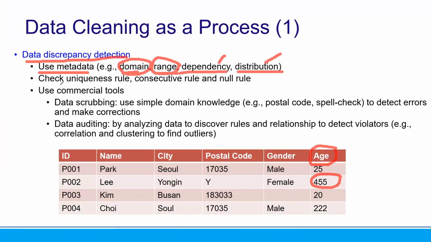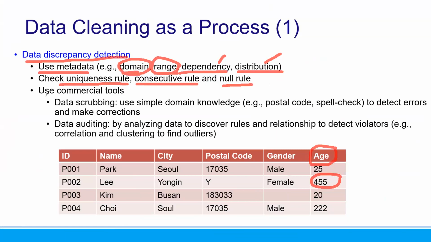In this case, we need to check the uniqueness rule, or we need to check the consecutive rule, or we can check the null rule. Some of them might be null. If it is null, then you cannot fill in anything.